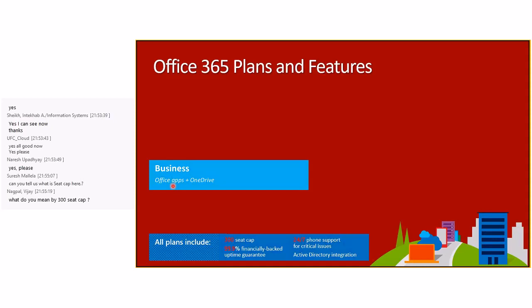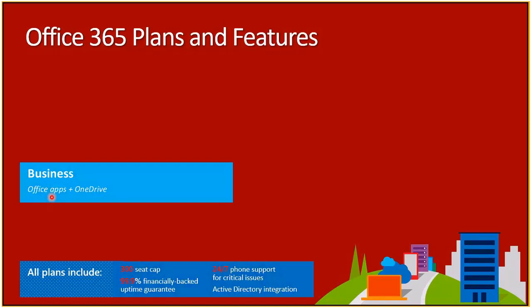Office apps means you get two versions of Office. One is mainly Office 2016 standard. What are the Office products that you get? You get Microsoft Word, Excel, PowerPoint, OneNote, and Outlook. These are the products present in Office 2016 standard. So in Business Open, you get Office 2016 standard, that means Word, Excel, PowerPoint, Outlook, OneNote, plus OneDrive, plus Office Online.